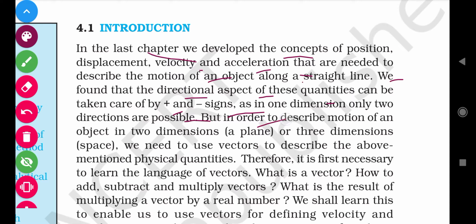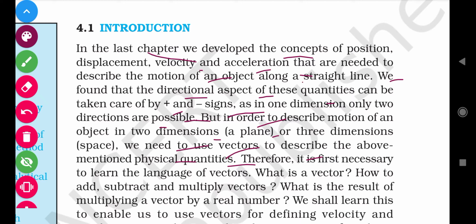But in order to describe motion of an object in two dimensions, a plane, or three dimensional space, we need to use vectors to describe the above mentioned physical quantities. When we are dealing with motion in a plane (2D) and in space (3D), plus and minus signs are not enough to describe the motion. We need to use a representation that is called vectors. What is a vector? We will understand it further in the chapter. Vectors will help us in representing and solving these things.